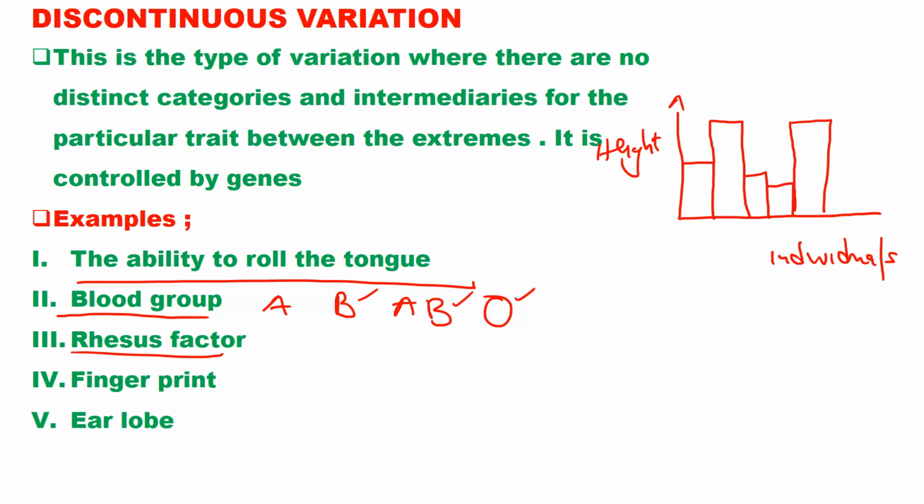Then rhesus factor is either positive or negative. Then fingerprint, you have your specific fingerprint. Then we can talk of aerobe. So these are some of the characteristics that show discontinuous variation. All right, so that is what I wanted us to look at in the first part. Going forward, we are going to look at cell division, then we'll look at some other parts of the topic. Otherwise, for today, we can end here.